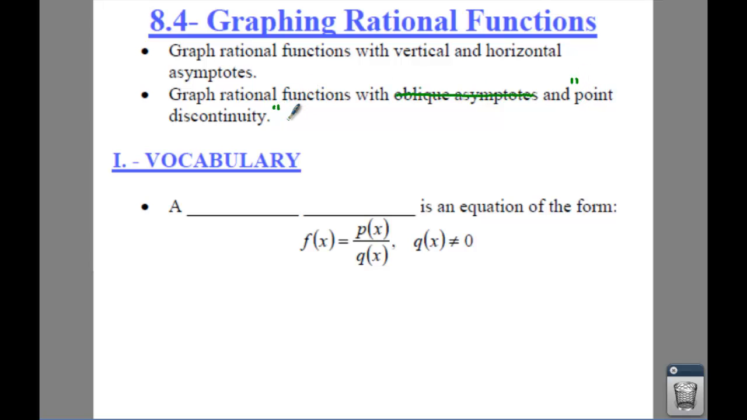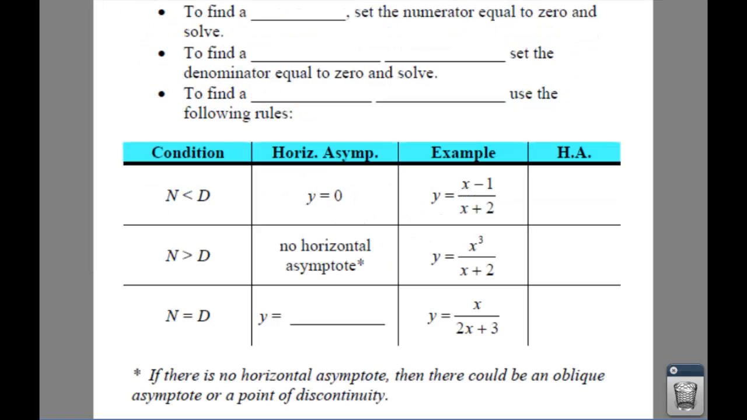So let's get into our vocabulary here. Anytime you have a rational function, that is an equation where you have a function on top divided by a function on the bottom. So in the previous section we had a reciprocal function, which meant we just had a number on top and a function on the bottom. This time we're going to be doing a function divided by a function.